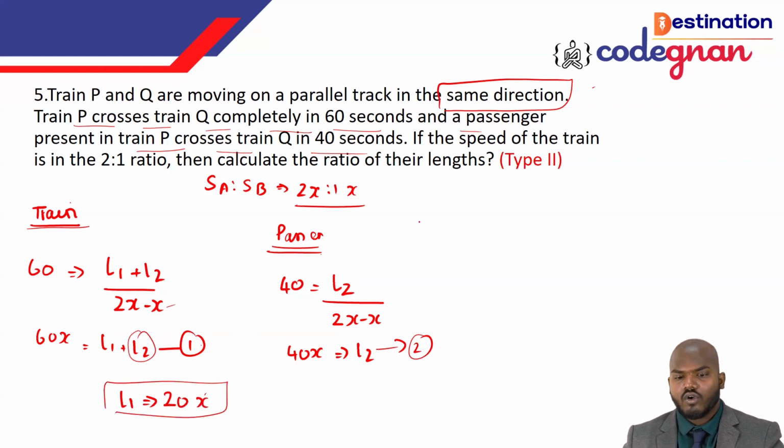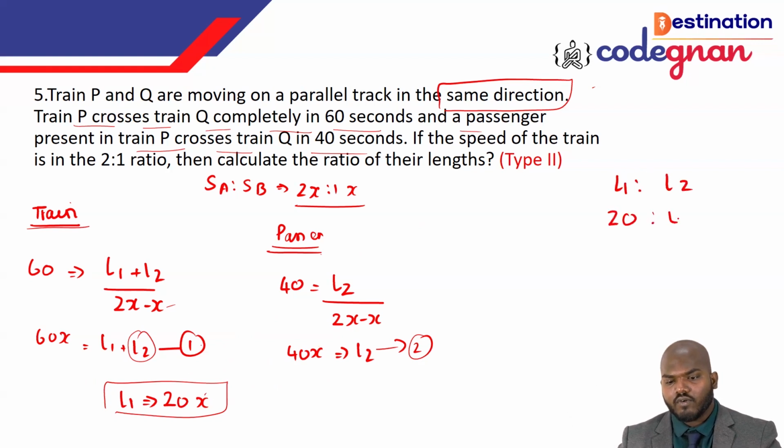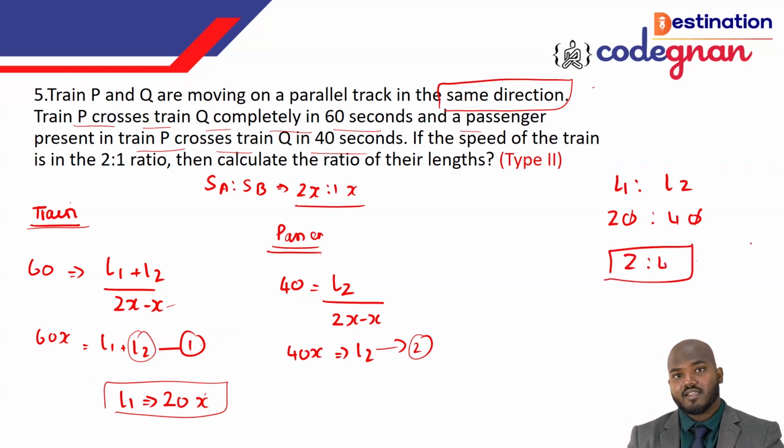Now you have got the values of L1 and L2, where L1 is length 1 and L2 is length 2. If you take 20 and 40, the zeros cancel, and you get the ratio 2:4. That is your final answer with respect to the lengths of the two trains. Okay, going to the next question, guys.